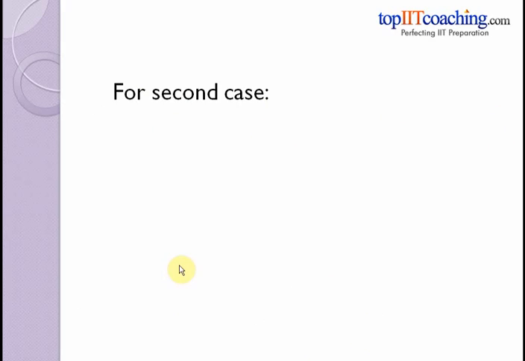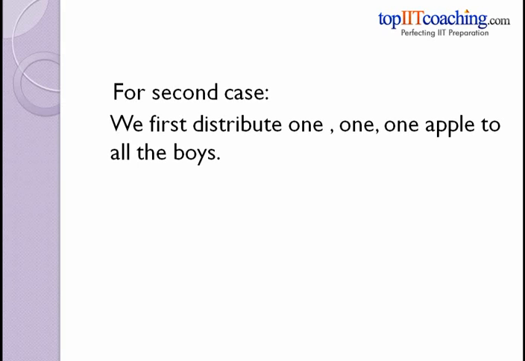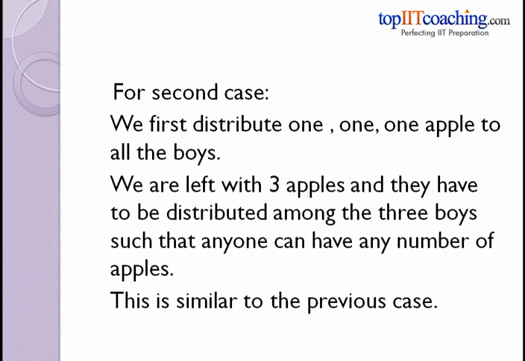Now let's see the second case. In the second case, every boy must have at least one apple. So what we do is, we distribute 1 apple to all the boys, so that every boy gets at least one apple. Now how many apples are we left with? 3 apples, and they have to be distributed among these 3 boys such that anyone can have any number of apples. So now it becomes similar to the previous case, that is, any boy can have any number of apples.